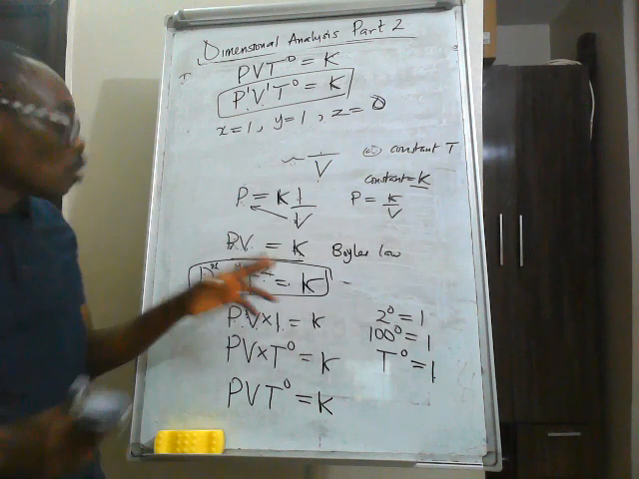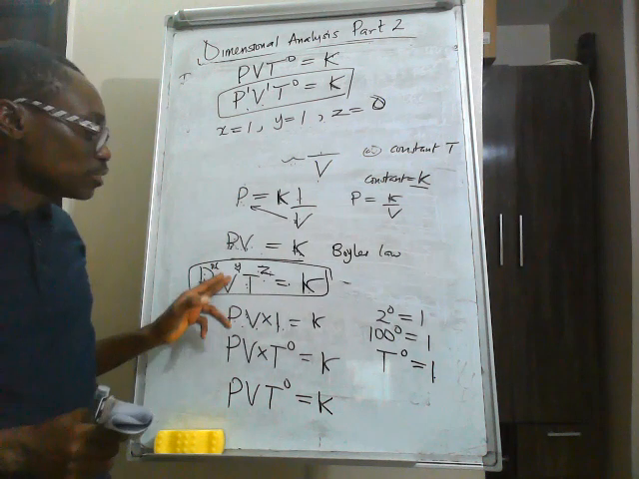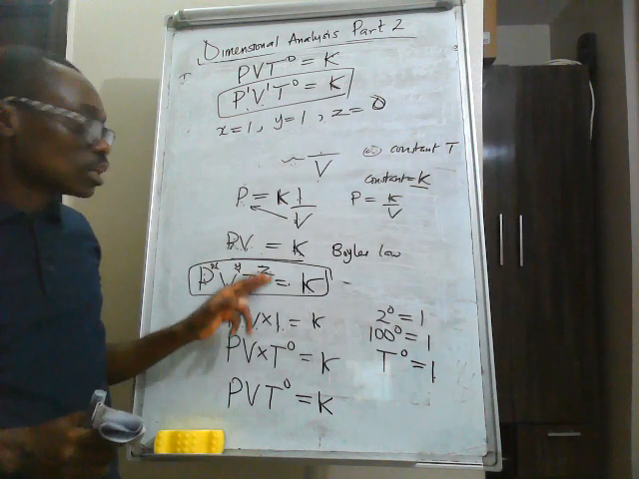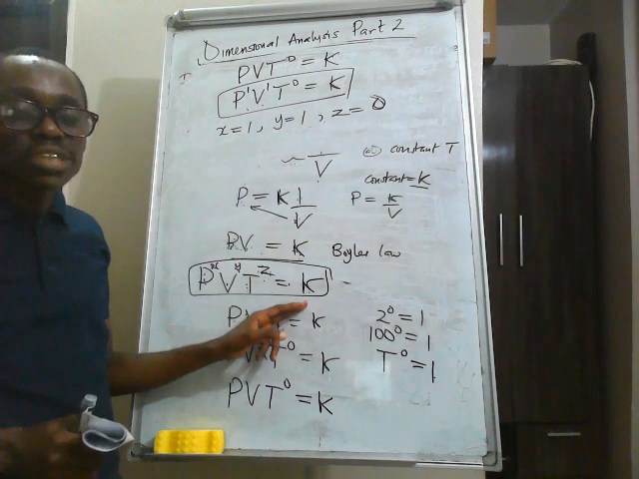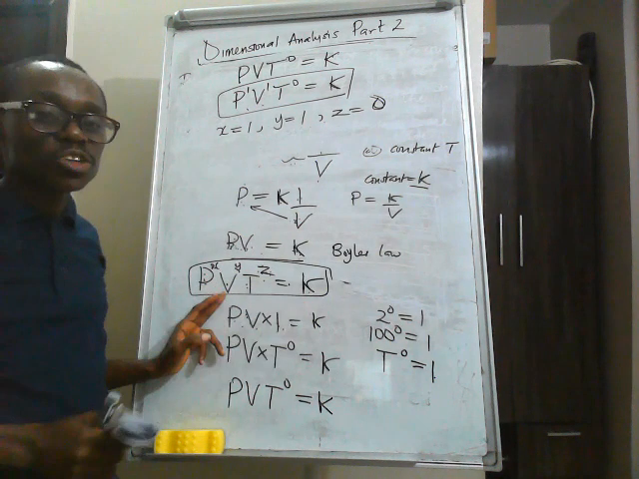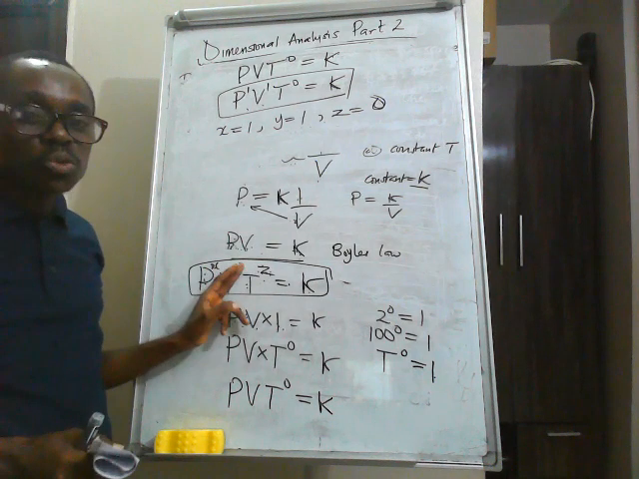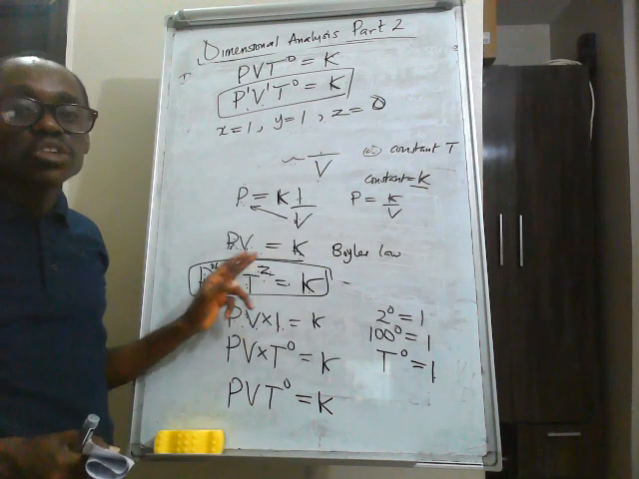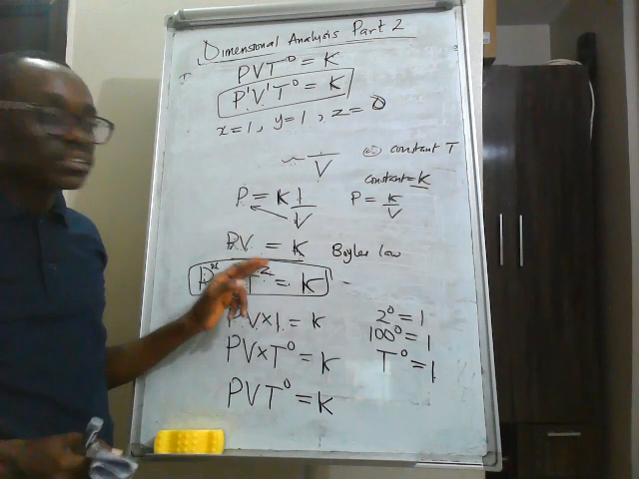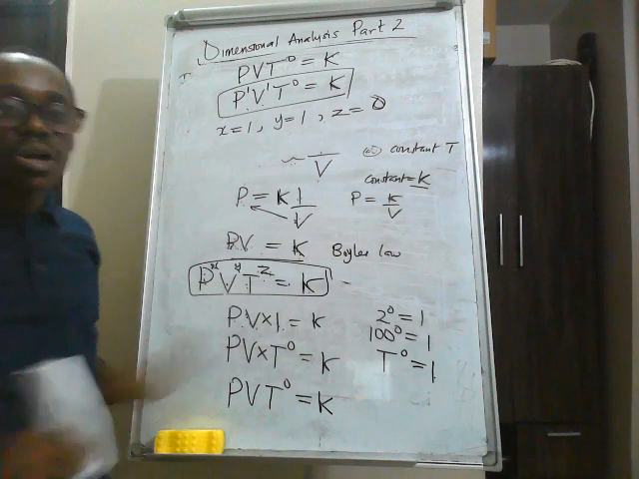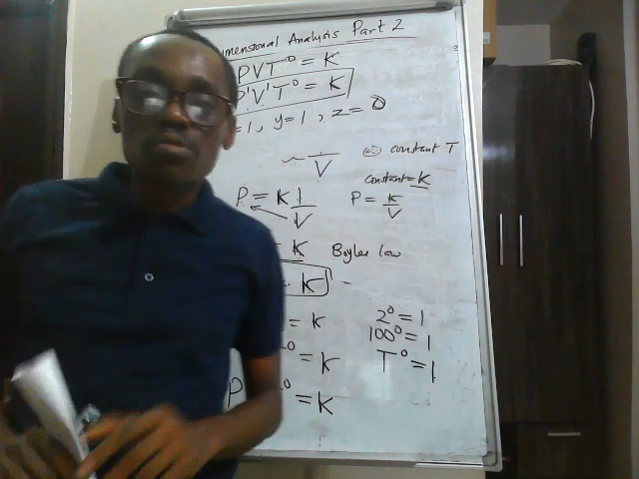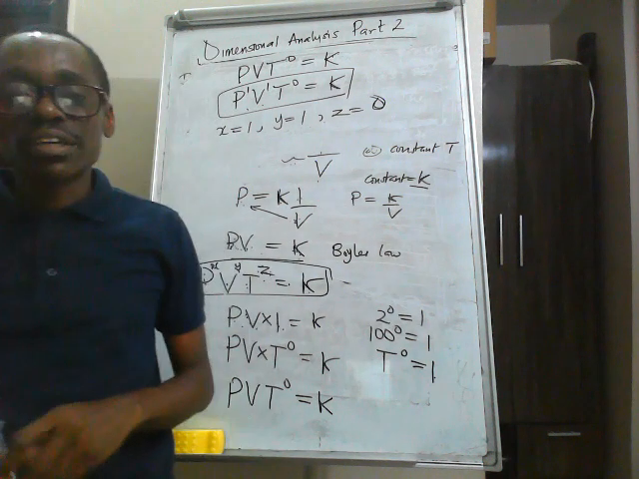So for P raised to power X, V raised to power Y, T raised to power Z equals K, which is constant, this is the general gas equation. For it to be Boyle's law, then X must be 1, Y must be 1, and T must be raised to power 0. So that is done. We're going to move to the next one. It's as simple as that.